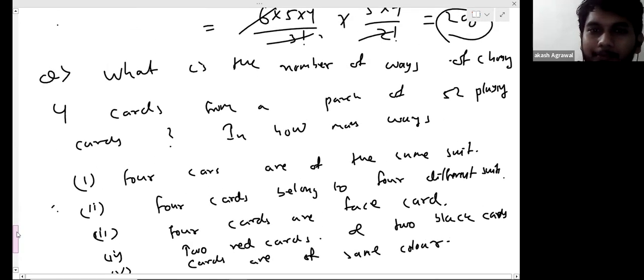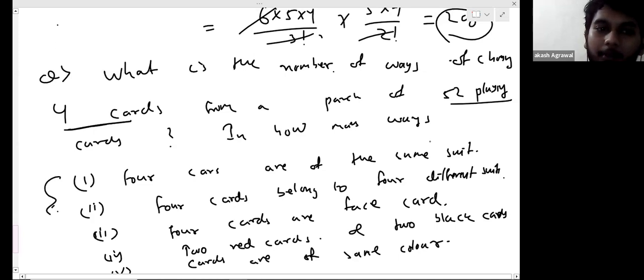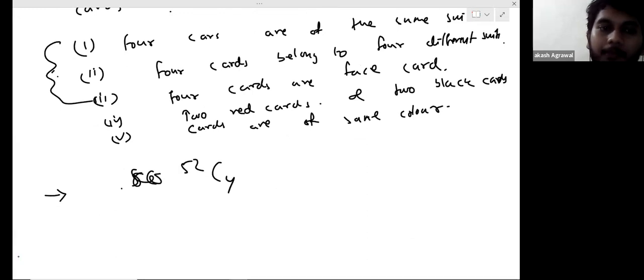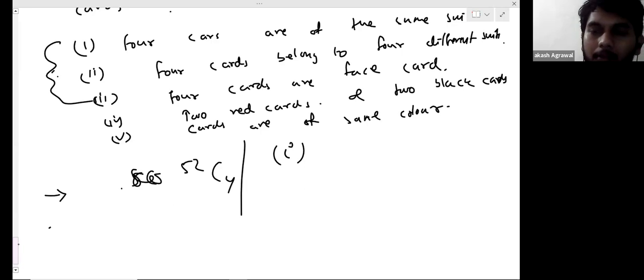No. I am asking about this. In how many ways can you choose 4 cards from a pack of 52 playing cards? Not going into the parts yet. 52C4. Right. Yes. Now, the first part. What is the first part saying? First part is saying 4 cards are of the same suit.